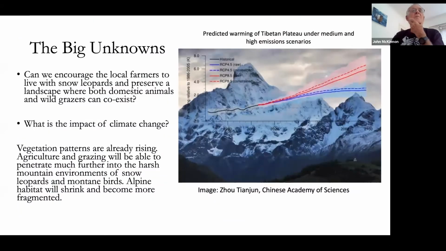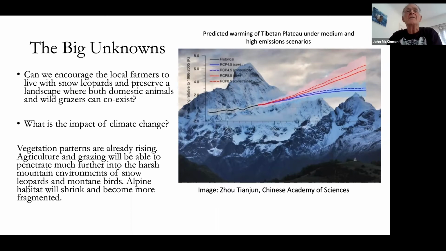Next. Okay, there are big unknowns. Terry pointed out some of the unknowns in the bird life, but we have, can the farmers live with snow leopards? The farmers are being forced to create more money and therefore more domestic animals, and therefore there's competition with the wild animals and with snow leopards. Can we get them to coexist? And then we have this huge problem of climate change. The graph on the right shows the various models and predictions, but the worst case scenario, and the data indicate that we are following the worst case scenario at the moment, suggests we're going to get something like a 6-degree rise in temperature by the end of the century.